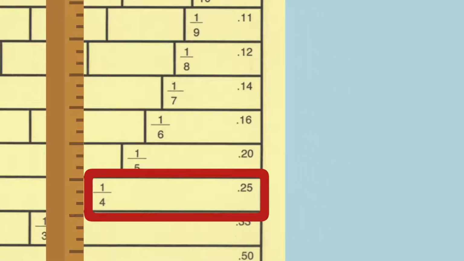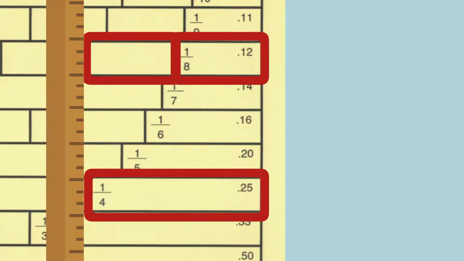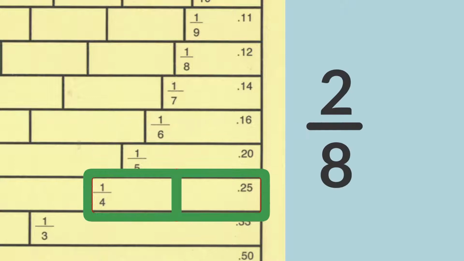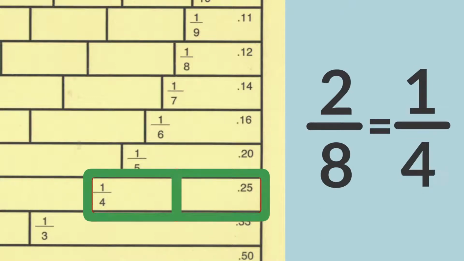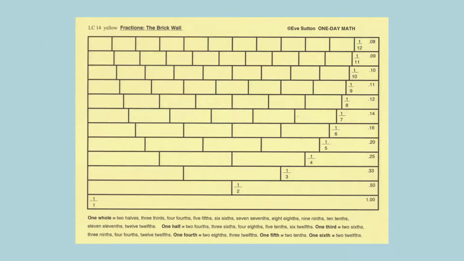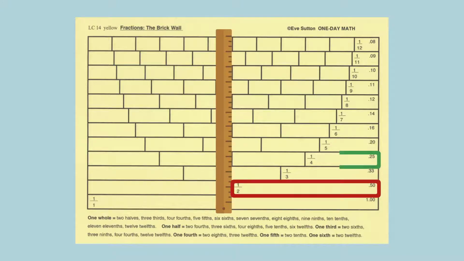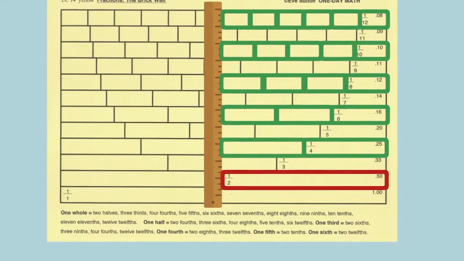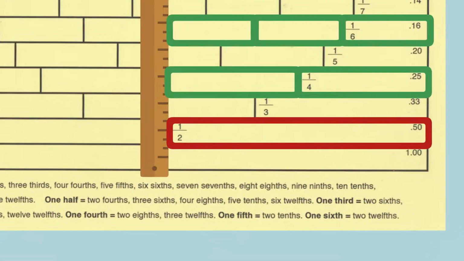Now look at the brick labeled 1/8 and the 1/8 brick that is next to it. You can see that 2/8 equals 1/4. Try another example. Put your ruler across the middle of the brick wall, dividing the right half from the left half. How many smaller bricks are exactly equal to 1/2? The answer is at the bottom of the card. You can read the answer along with me.